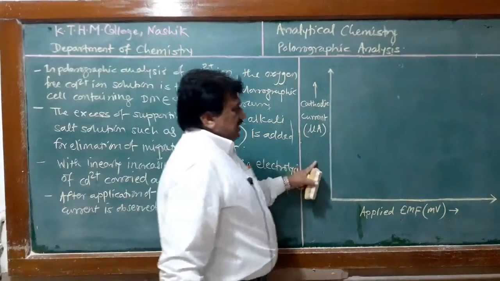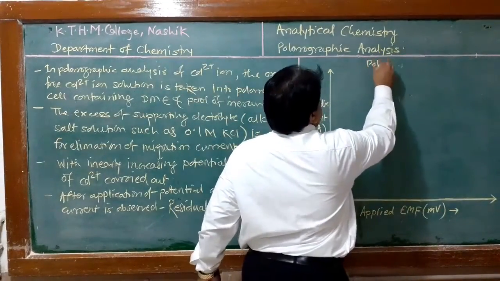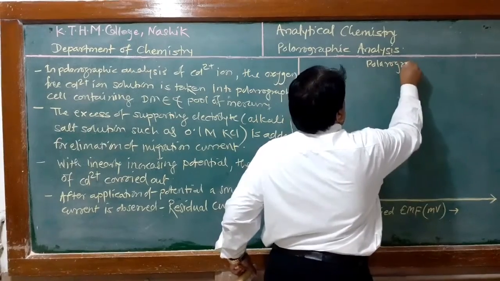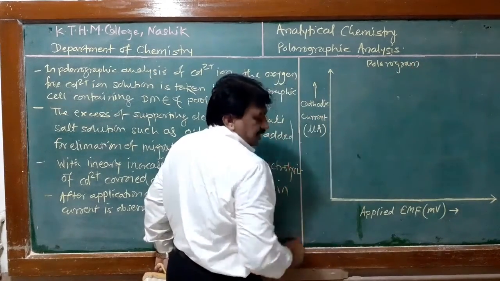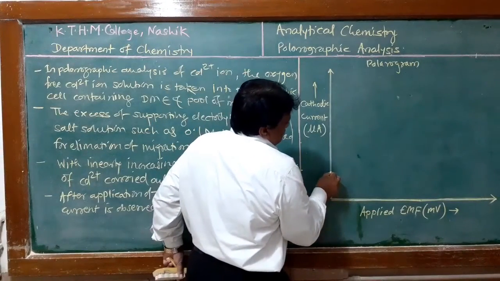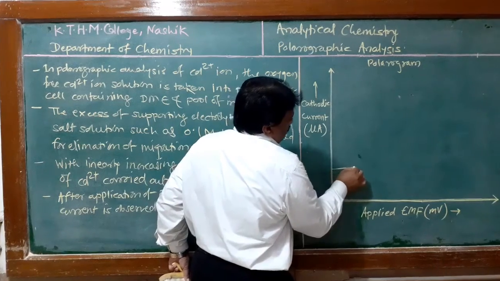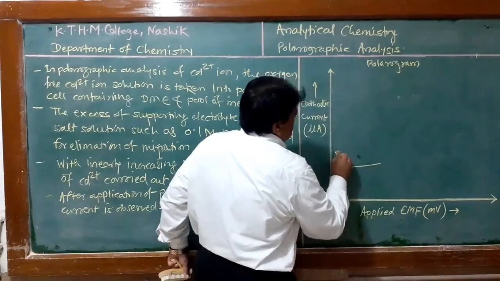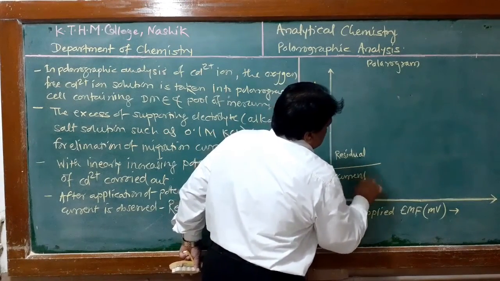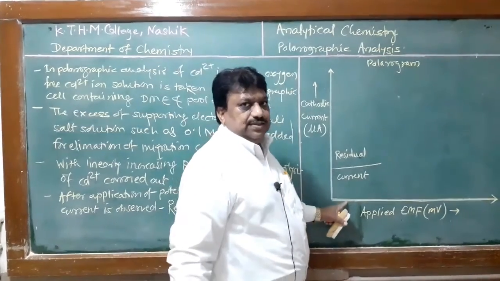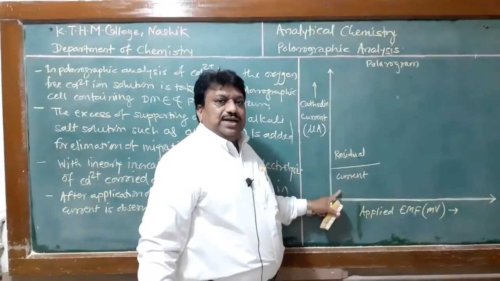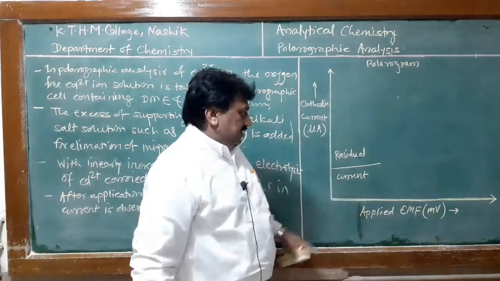Therefore, in polarographic analysis, this graph is called a polarogram. This is a graph of cathodic current versus applied EMF. When we apply the potential, initially we observe a small flow in current, called a residual current. This residual current is the identity of the supporting electrolyte. Its magnitude is determined by the type and concentration of the supporting electrolyte.